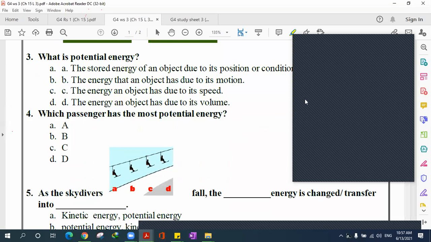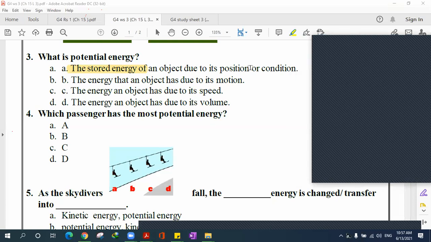Number 3, we have Aditu. What is potential energy? The stored energy of an object due to its position or condition. Thank you so much, Aditu.